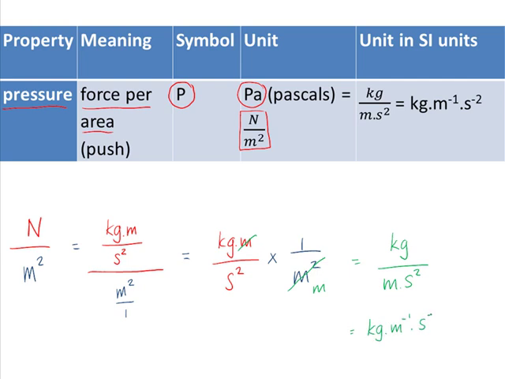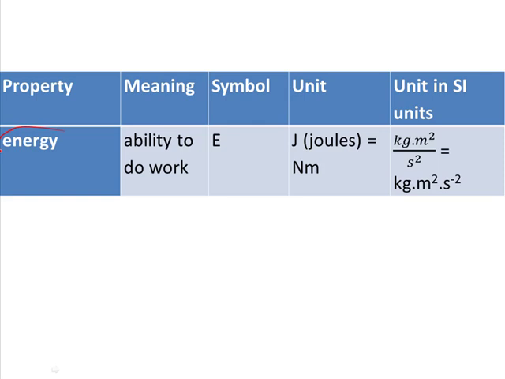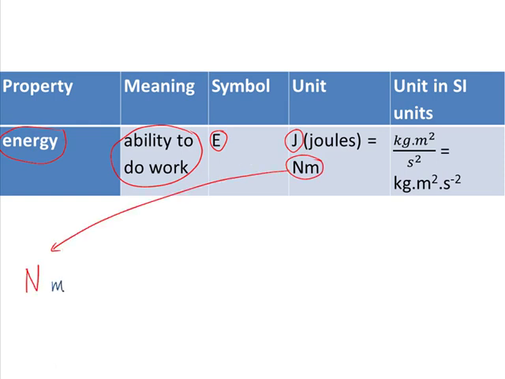Energy is the ability to do work. Symbol E, unit, joules. A joule is the same as a newton meter. Remember, a newton is a kilogram meter per second squared. Multiply that by meter and we have kilogram meter squared per second squared, which is the same thing as a joule.